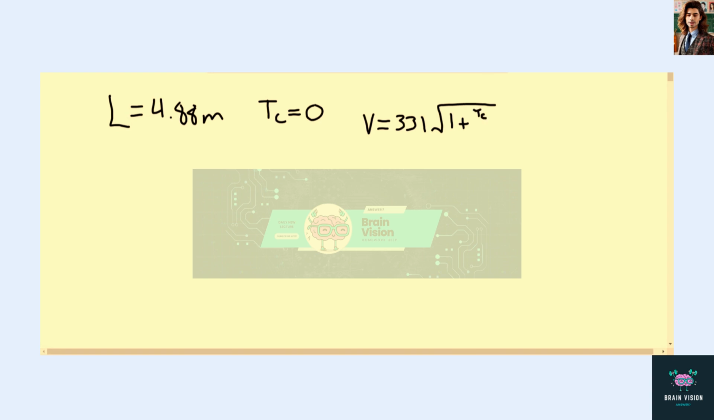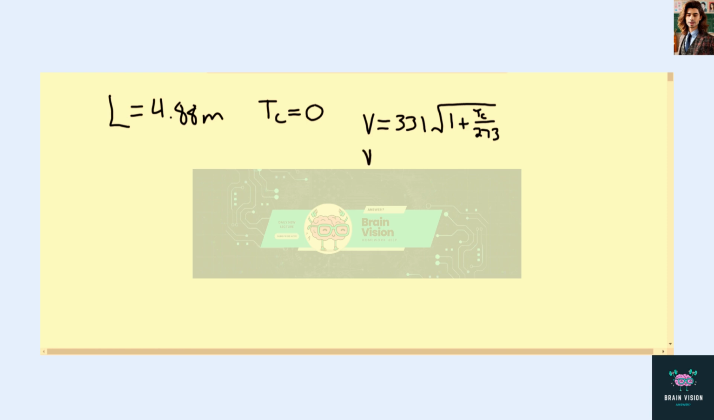To do that, we need a formula relating the temperature of the air to the speed of sound. And there is one: the speed of sound, v, is equal to 331 times the square root of 1 plus the temperature in degrees Celsius, Tc, divided by 273.